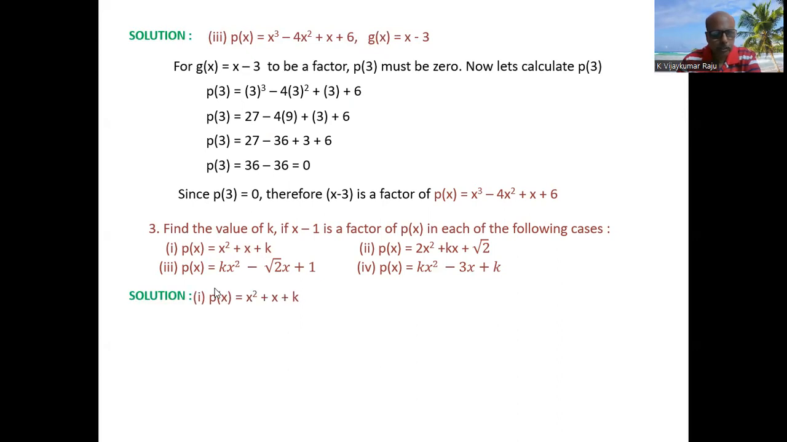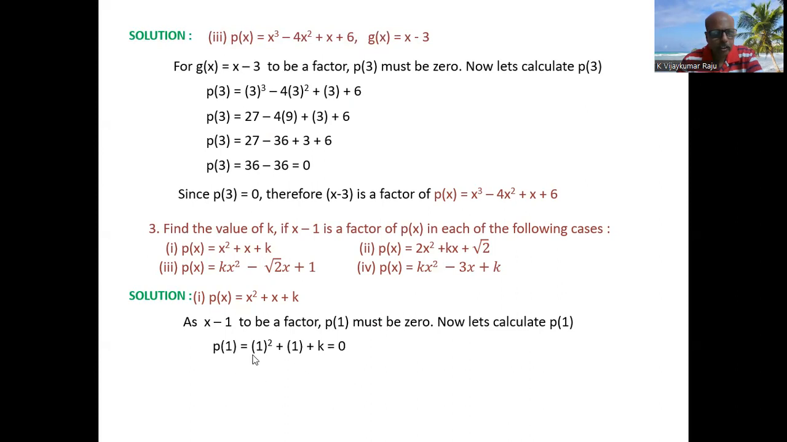Let us say p of x is this. So x minus 1 is a factor, so p of 1 must be 0. So p of 1 will be 1 square plus 1 plus k must be equal to 0. 1 square is 1, plus 1, plus k. 2 plus k is 0. So k is equal to minus 2.